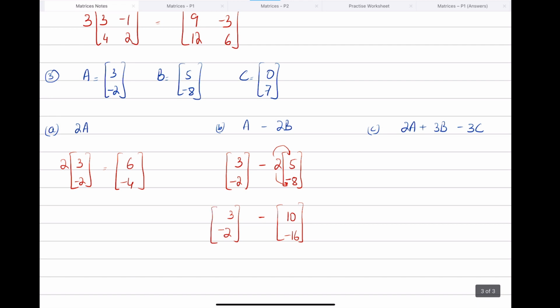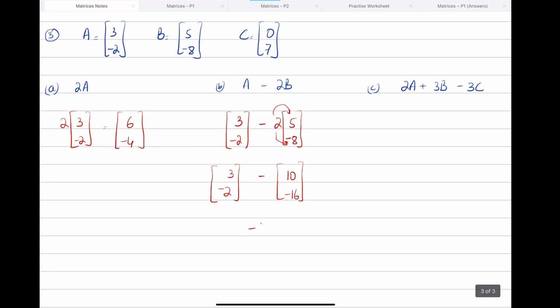And now you subtract the two. So 3 minus 10 is minus 7. Minus 2 minus minus 16 will become, be careful of the signs, like I said earlier, minus 2 plus 16, which is equal to positive 14. And please do not make the mistake of thinking of this as a fraction and end up simplifying it and writing it as minus 1 upon 2.